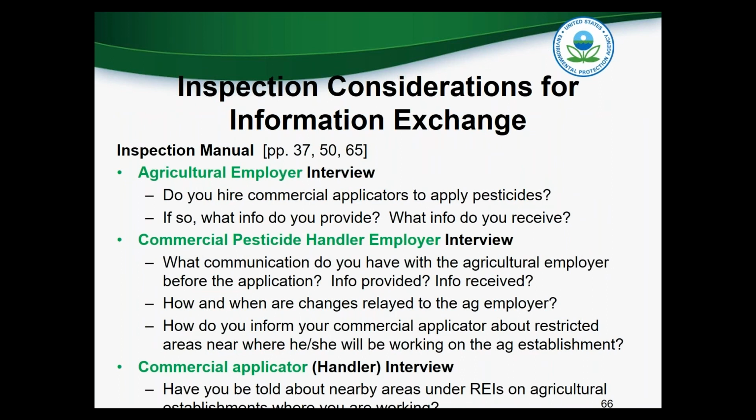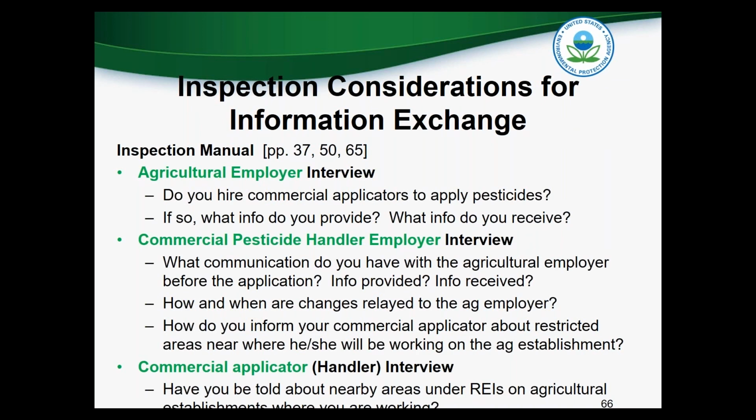Next slide. Okay, information exchange. How would inspectors verify that? Of course, by interviewing the ag employer. Do you hire commercial applicators, and what kind of method has he arranged with the commercial applicator in terms of the notification? They should have some kind of plan in place and some way by which they communicate to each other whenever applications are made.